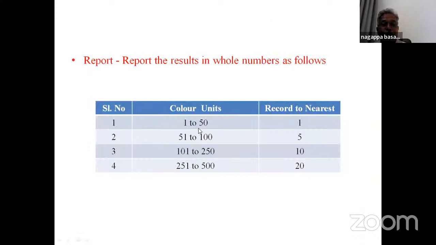If the color is 1 to 50 units, record to the nearest value, 1 color unit. 51 to 100 is recorded as 5 color units on the chloroplatinate scale. 101 to 250 means 10 color units. 251 to 500 means 20 color units on the chloroplatinate scale. Generally, we follow the visual comparison method.